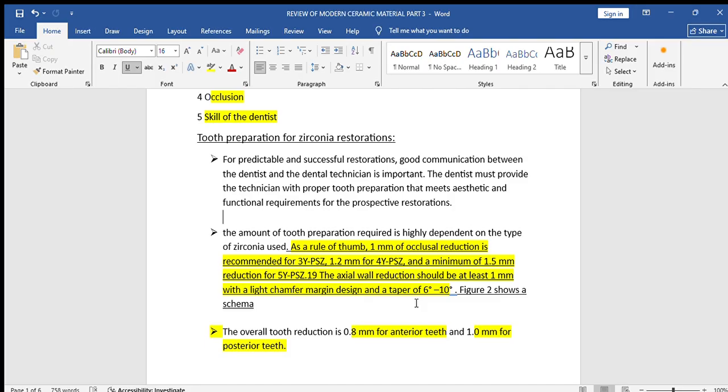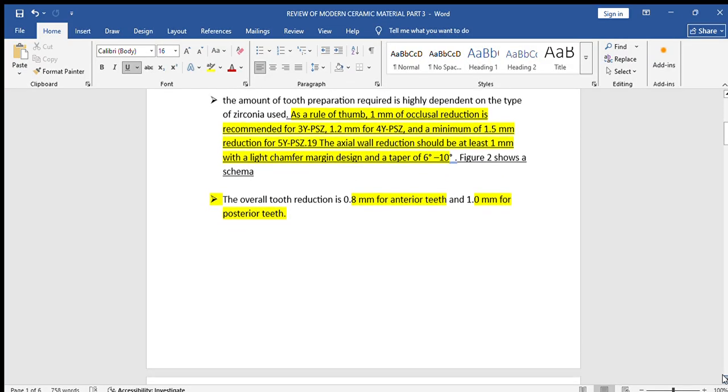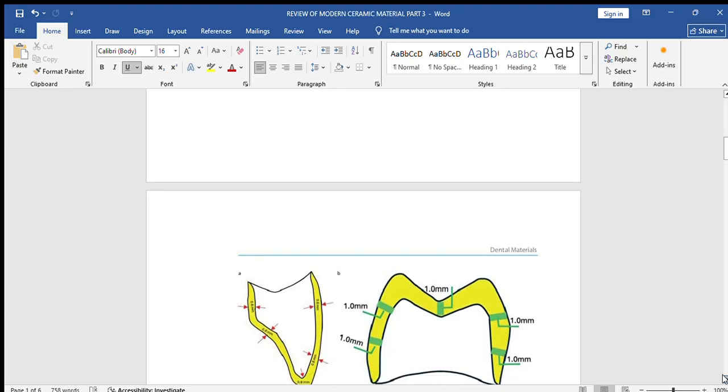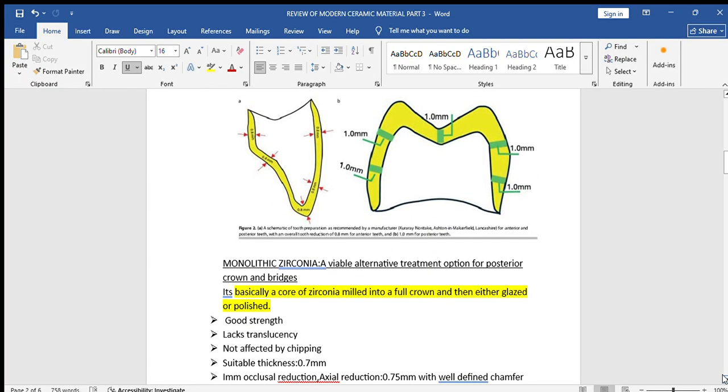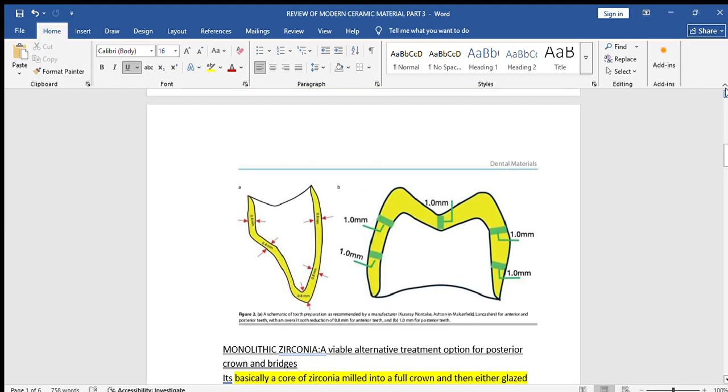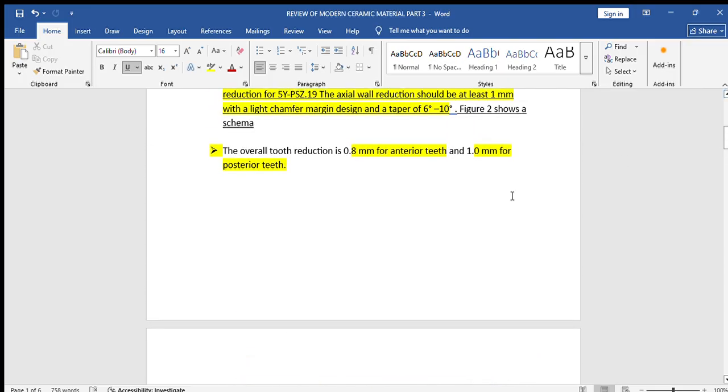Avoid any sharp line angles. So overall tooth reduction is 0.8 mm for anterior teeth and 1.0 mm for posterior teeth. So this is the basic tooth preparation design for any zirconia on the basis of type. This is a schematic diagram representing tooth preparation, showing the tooth reduction for anterior and posterior teeth. For anterior, we have to reduce up to 0.8 mm, and for posterior the required reduction is 1.0 mm. It is shown in this picture.